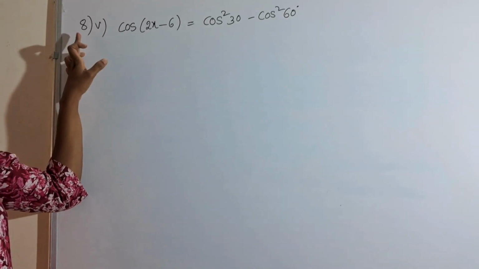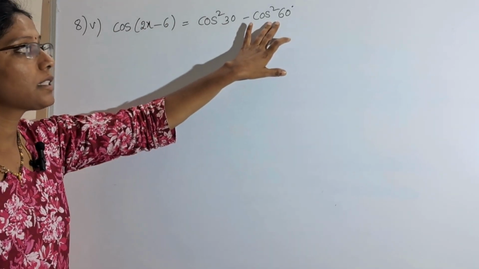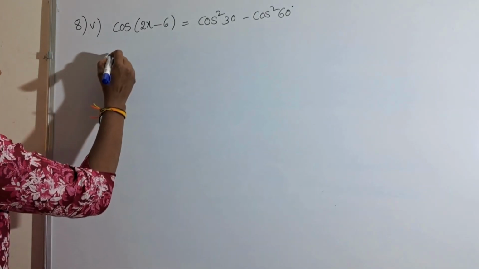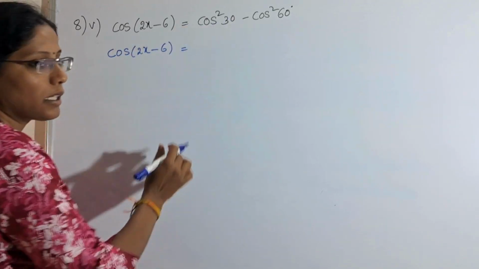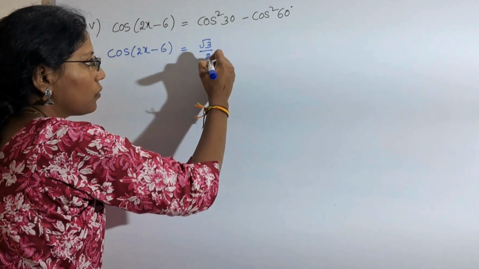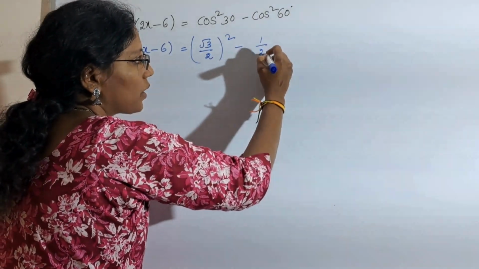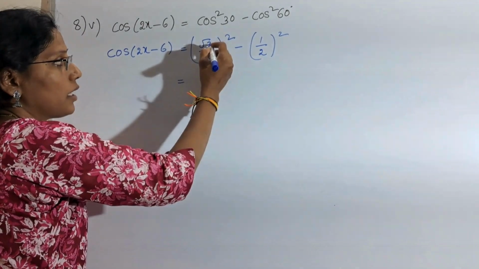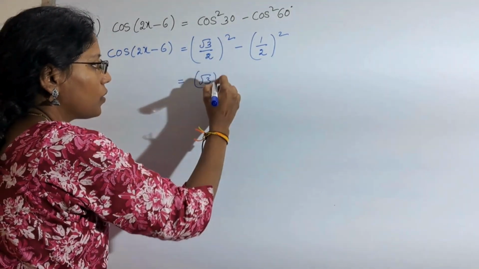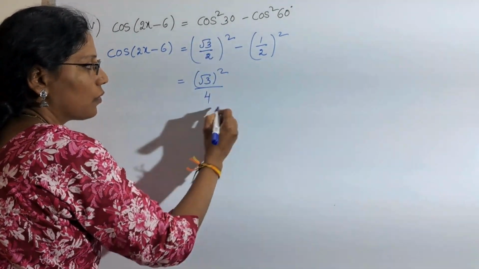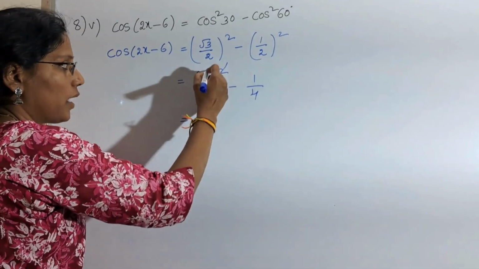Next problem, 8th main, 5th problem. Here also we have to find the value of x. Here we substitute the values of cos square 30 and cos square 60. Cos of (2x minus 6) is equal to cos 30, root 3 by 2, which is already squared, so we have to put the square, minus cos 60, 1 by 2, squared. Here we apply the square to numerator and denominator. Root 3 whole square by 2 into 2, 4, minus 1 square, 1 by 2 into 2, 4, will come. The square root cancels.